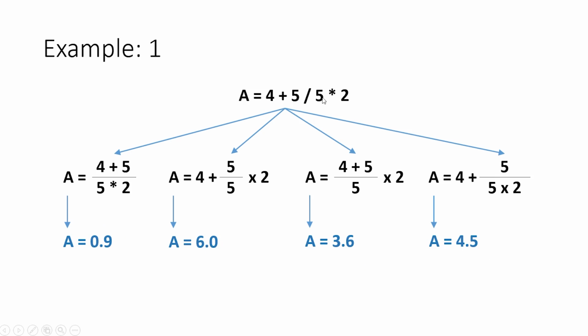So, now the same expression is having 4 different answers. The point is which one is the correct one. Mathematically, the second answer, that is A equals 6.0, is the correct answer. The rest of the answers are incorrect. Now, let us understand how we have achieved this correct answer.